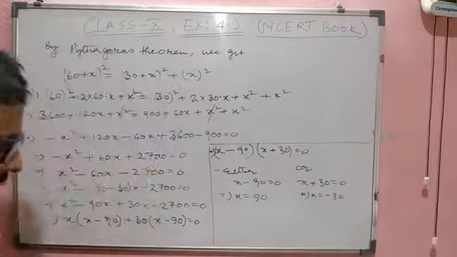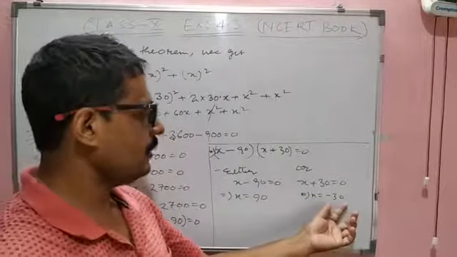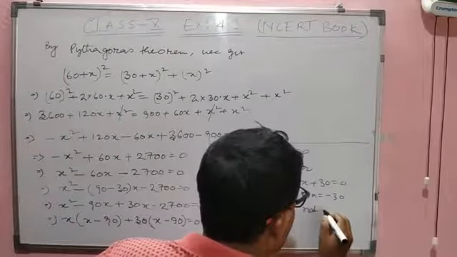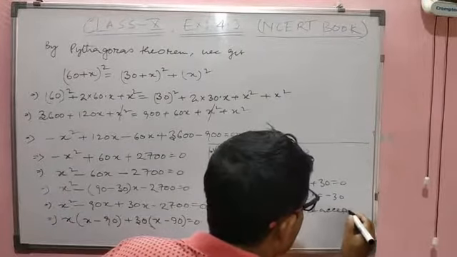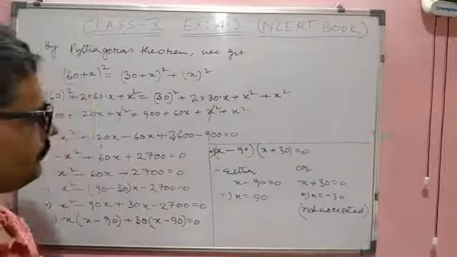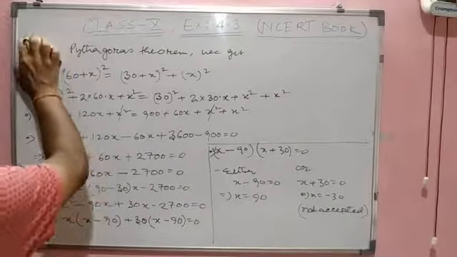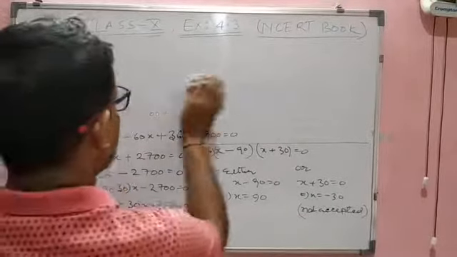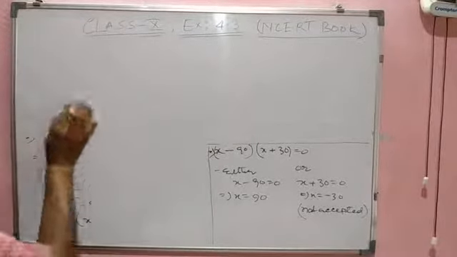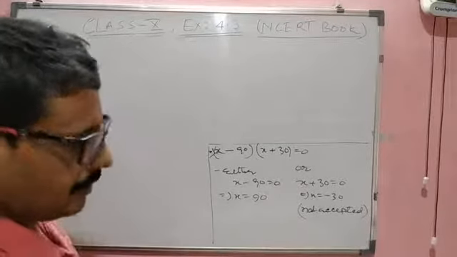But we know that x is the shorter side of the rectangle, so it cannot be negative, so it is not accepted. Therefore x equals 90. So x was the shorter side, we have chosen x as the shorter side. So now we can write the shorter side as 90.